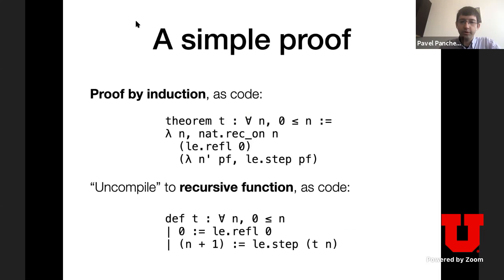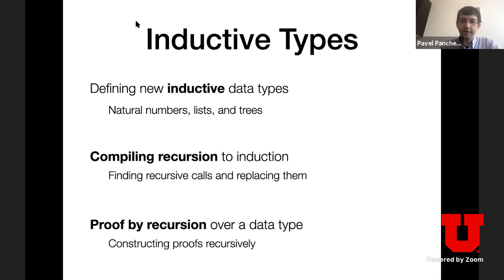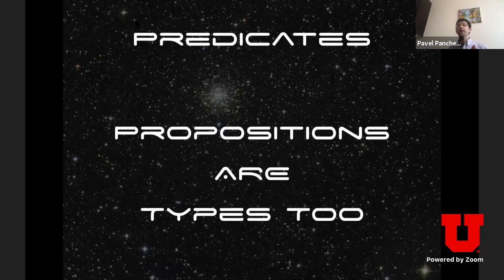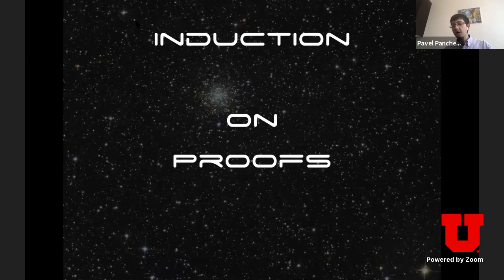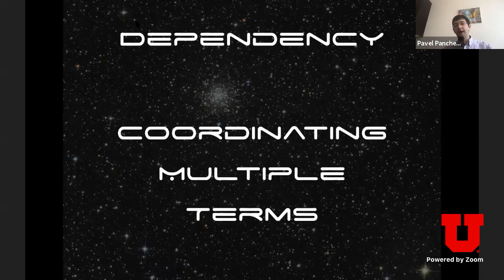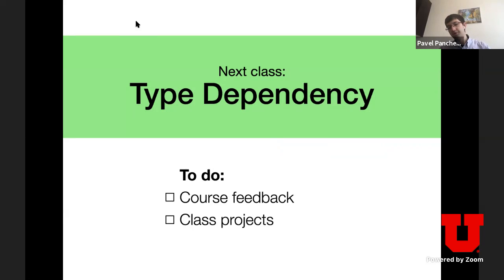And what we will do next time is discuss this idea of inductively defined predicates. Because if propositions are types and we can inductively define types, we should be able to inductively define propositions. And we'll talk about what it means to induct over a proof and how that introduces multiple terms, multiple variables that need to be coordinated. So that is for next time.